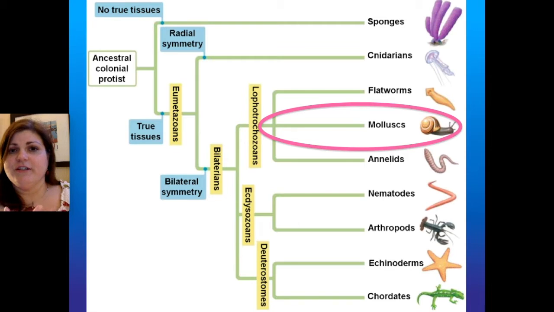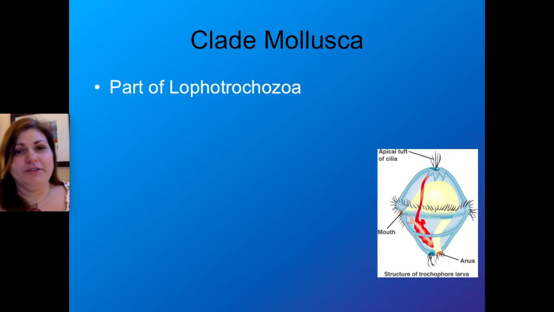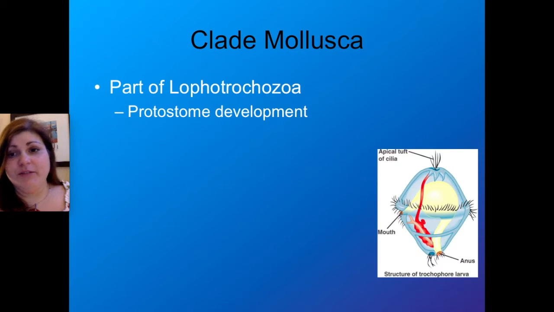Those characteristics include things like bilateral symmetry, and triploblastic, or in other words, having all three tissue layers. As members of the clade Lophotrochozoa, that means protostome development. So protostome development, remember, means that as the gastrula forms the gut, it forms from the mouth first.